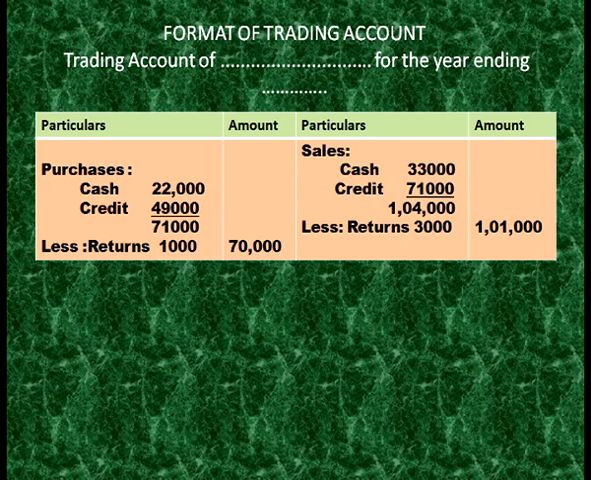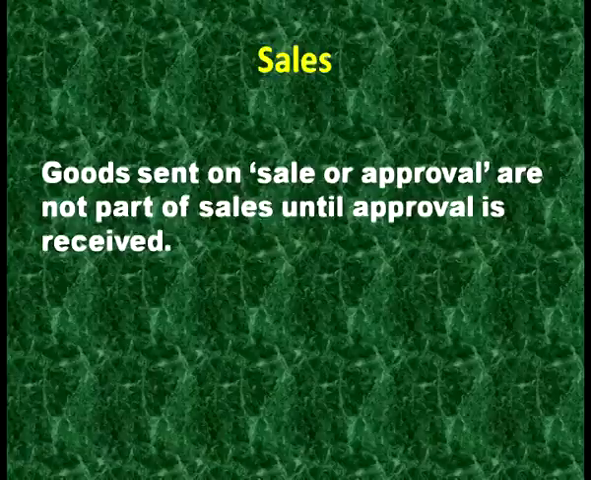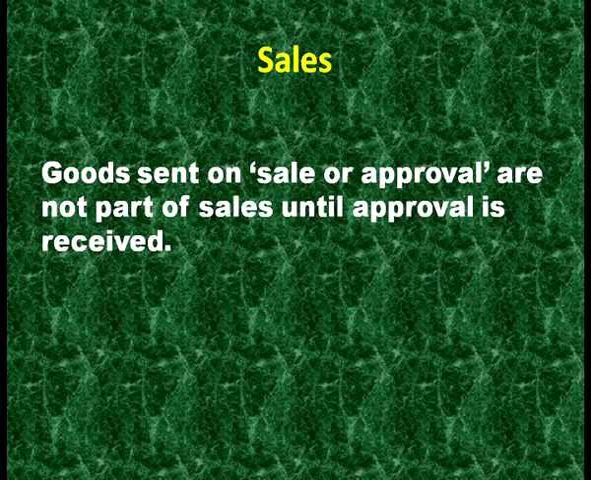Cash sales is shown, with that the credit sales is added. From both the things, the sales returns is subtracted, which gives you the net sales, which is 1,01,000. Goods sent on sale or approval are not part of the sales until the approval is received.